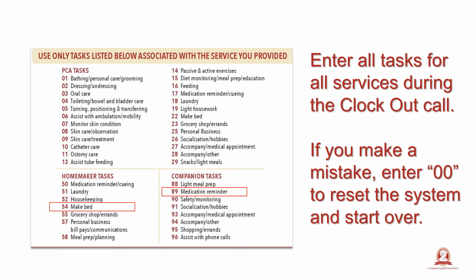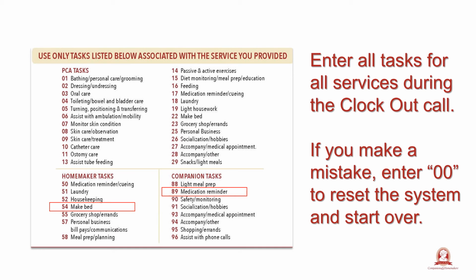Keep in mind that if you provide more than one service during the visit, you'll need to enter all the tasks you completed for each service when you clock out. It's important that you enter the correct task numbers associated with each service. For example, if you make the bed during your homemaking time, you'll enter task number 54. If you assist your client with a medication reminder during your companion time, you would enter task number 89.